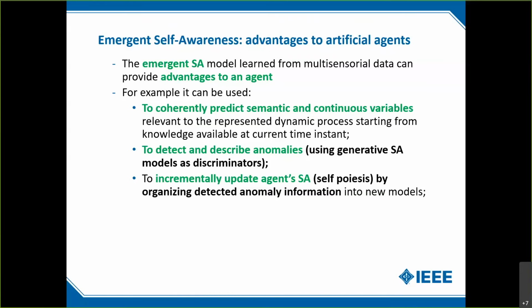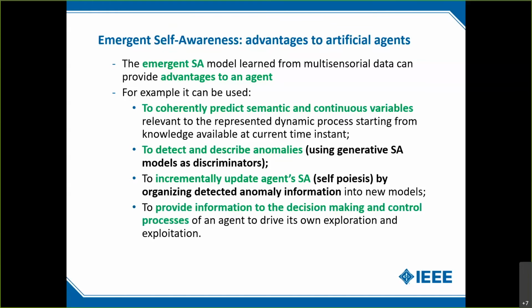The problem is that when we observe abnormalities, we would like to be able to learn new models. So from experiences where we have deviations from what we have captured in previous cases, we want to be able to incrementally update the agent's self-awareness. And also, we would like the models that we are able to learn to be useful, for example, for exploration and exploitation, that the agent can carry on through its own decision-making and control processes.